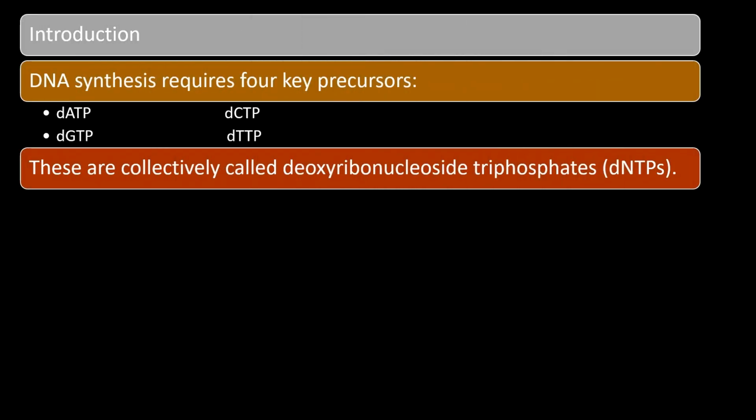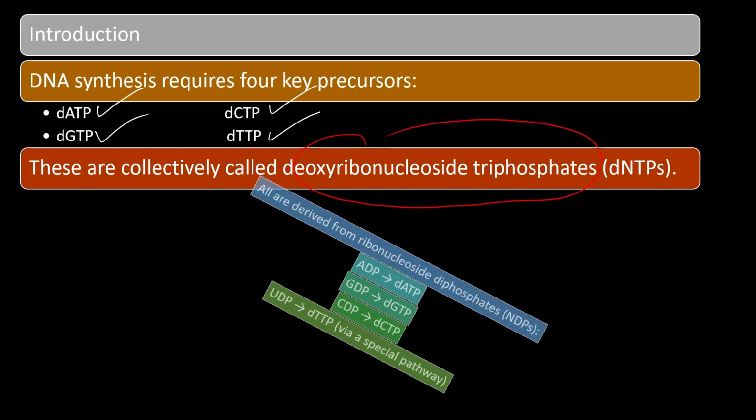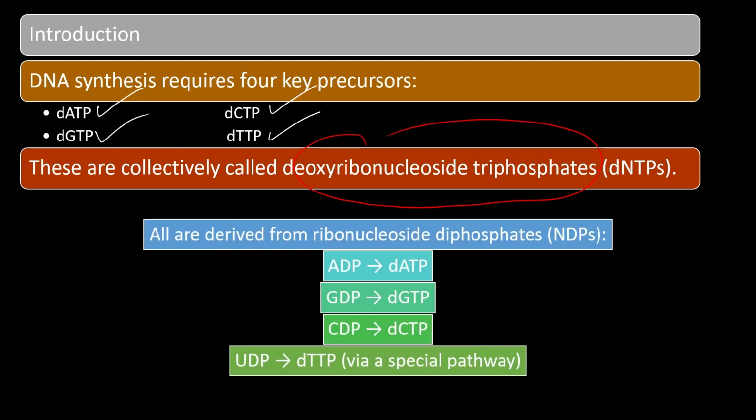As we know, DNA synthesis requires four precursors, which are dATP, dCTP, dGTP and dTTP. These are collectively called deoxyribonucleoside triphosphates, and these are derived from RNA precursors, which are ADP, GDP, CDP and UDP, and they are converted into their respective deoxyribonucleoside triphosphates.